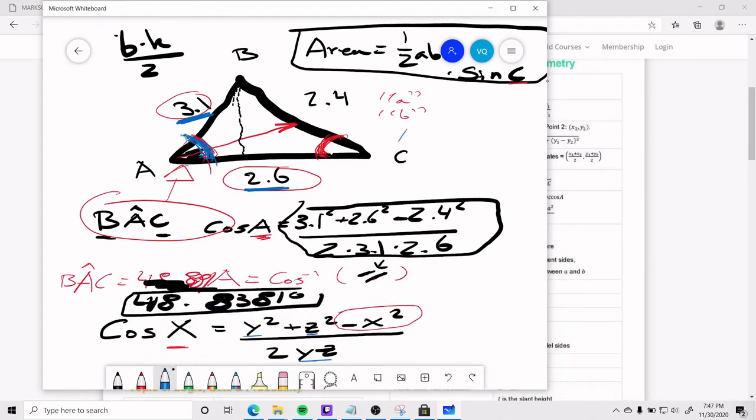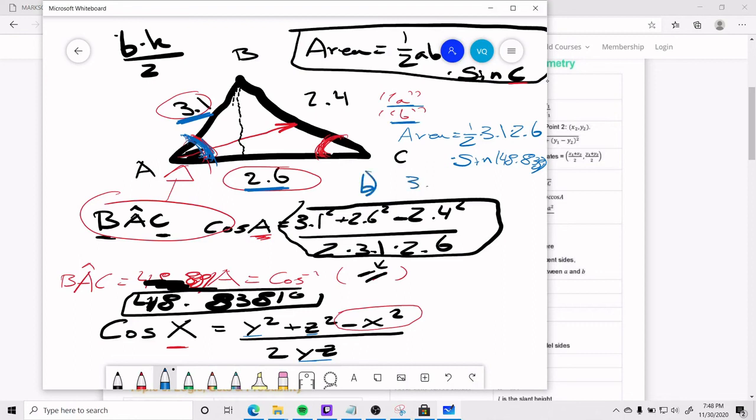Okay? And so plugging that whole thing in, we have area is 1/2 times A, 3.1, times B, 2.6. Remember, when I say A, I'm referring to what the formula is telling me. The value is adjacent to the angle I'm plugging in. And the sine C is going to be the sine of the angle that we have, which in this case is angle BAC. And we know that angle BAC is 48.8381.